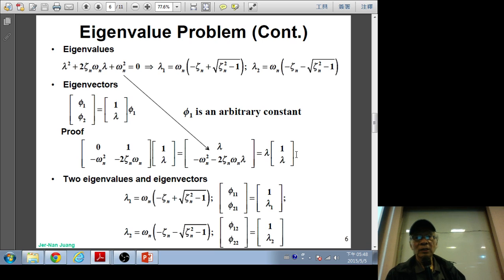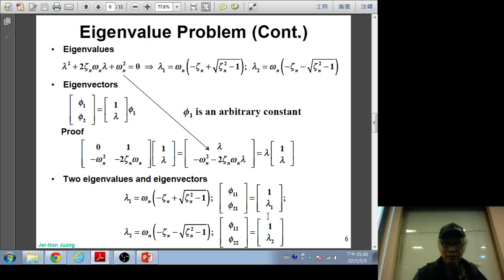All right. So from here, we will know that we have two eigenvalues, lambda 1 and lambda 2. We have two eigenvectors: 1 lambda 1 and 1 lambda 2. That's our two eigenvectors.